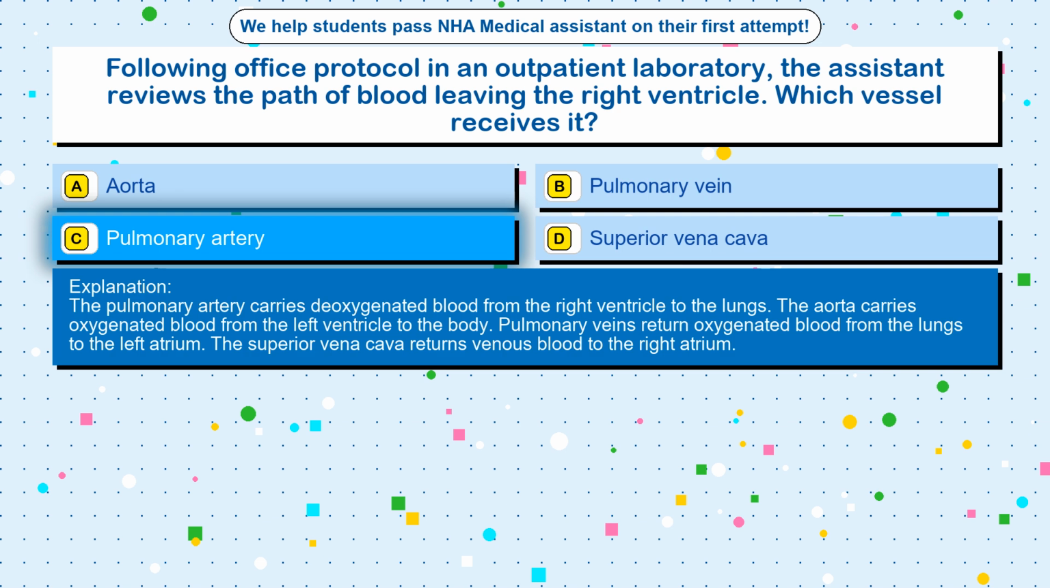The pulmonary artery carries deoxygenated blood from the right ventricle to the lungs. The aorta carries oxygenated blood from the left ventricle to the body. Pulmonary veins return oxygenated blood from the lungs to the left atrium. The superior vena cava returns venous blood to the right atrium.